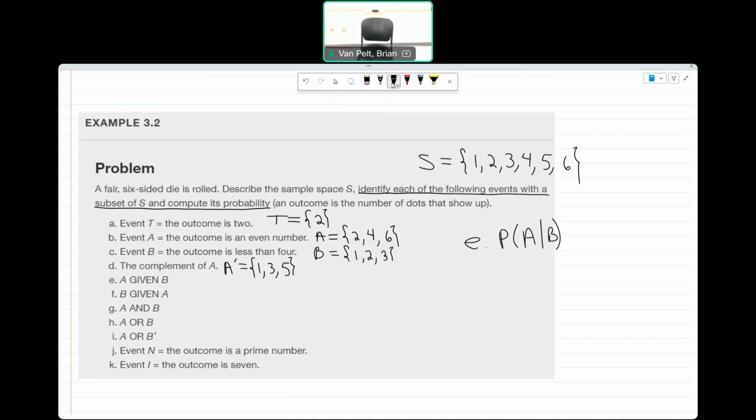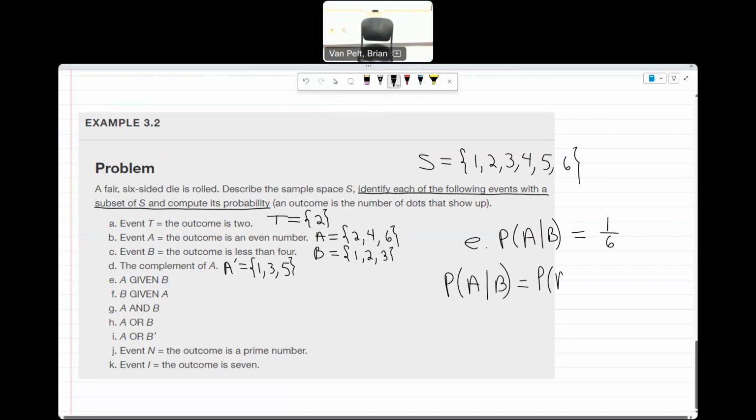What items in A are less than 4? Just 2. So this will be 1 out of 6. You can reason it out sort of like that. You can use the formula for it.